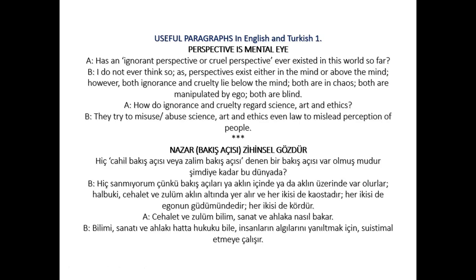Exist means there are. Perspectives exist either in the mind or above the mind. However, both ignorance and cruelty lie below the mind. Both are in chaos. Both are manipulated by ego. Both are blind. How do ignorance and cruelty regard science, art, and ethics? They try to misuse, abuse science, art, and ethics, even law, to mislead perception of people. So they are negative states, negative positions, negative situations of us.